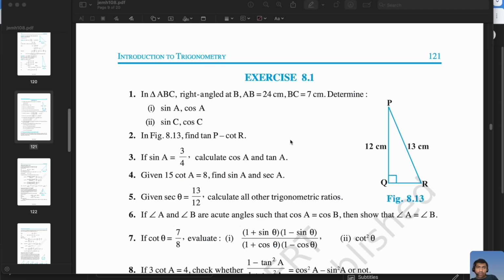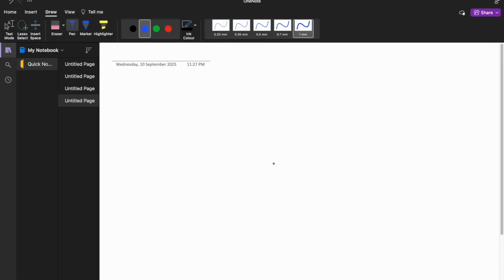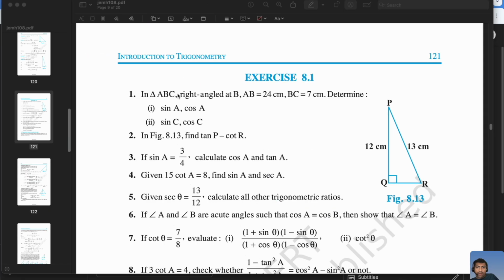Now let's solve exercise 8.1, third problem. It is given that sin A is equal to 3 by 4 and we need to calculate cos A and tan A. So let's draw a right angle triangle.